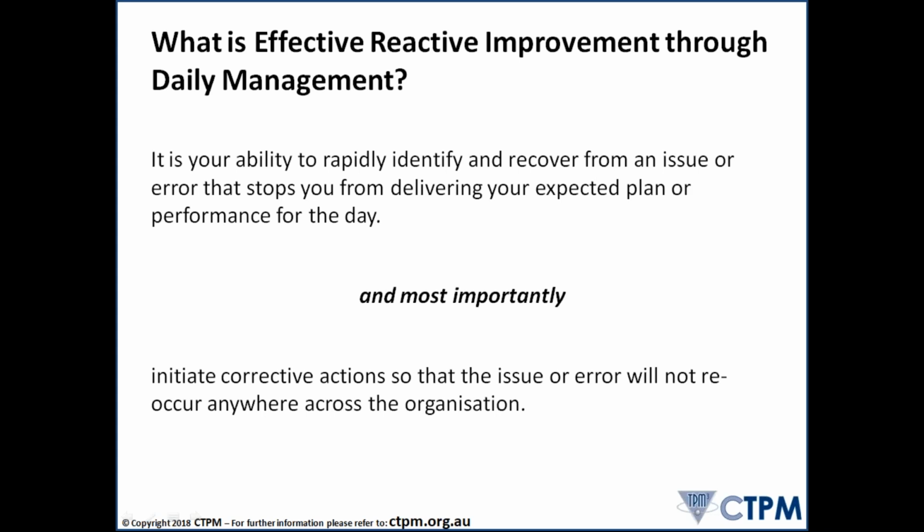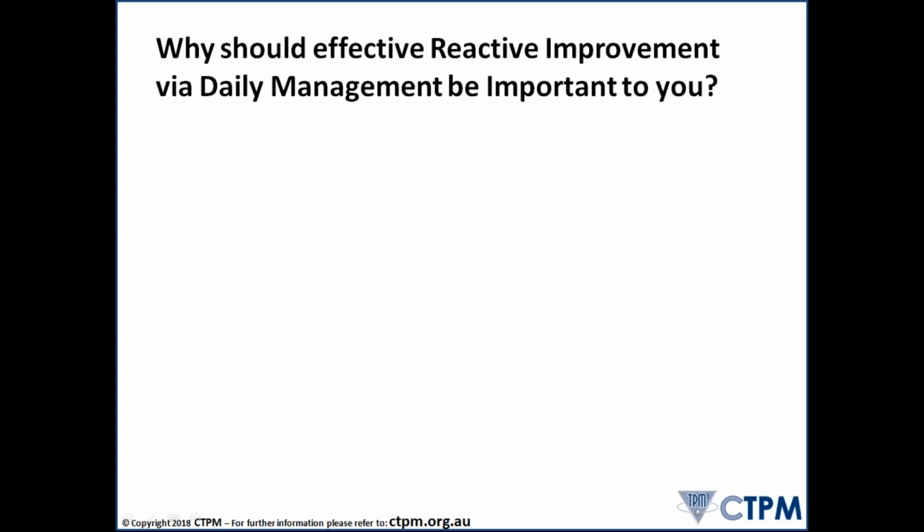But what we don't do, and the most important part of effective daily management, is initiating corrective actions so the issue or the error does not happen again, and not just in your team, but across the organization. And this is what daily management allows us to do. It gives us the tools to rapidly identify and resolve, but also share those learnings and make sure they don't happen again anywhere else.